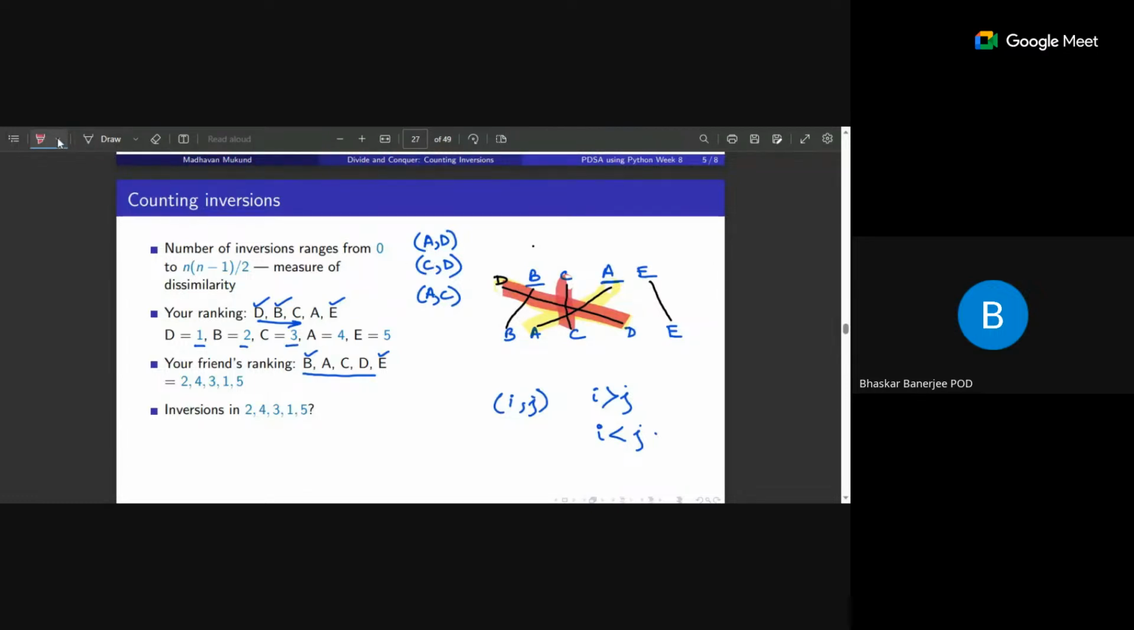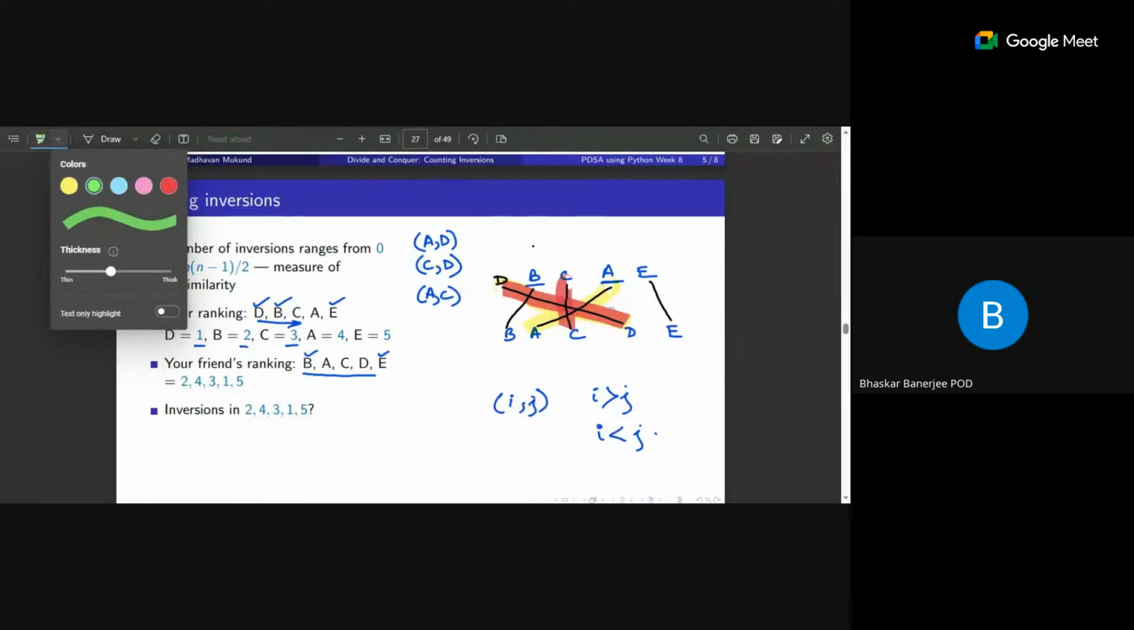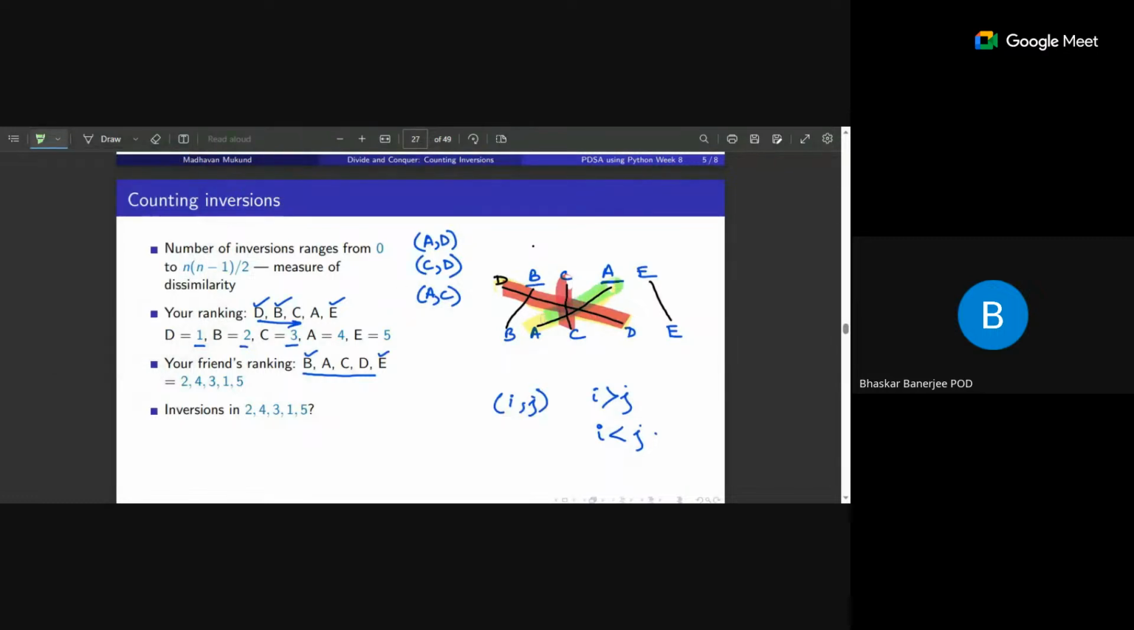And another cross can be the AC one, let's say this one with this one, which corresponds to AC. So wherever a cross is being formed, that's basically indicating an inversion. But anyway, that's a visual way of just confirming the thing.